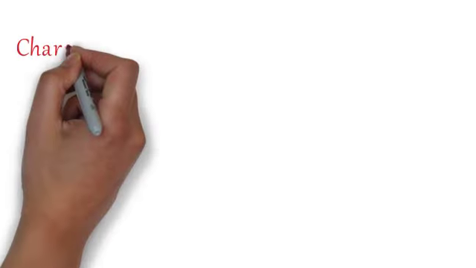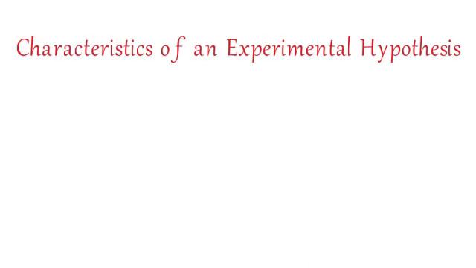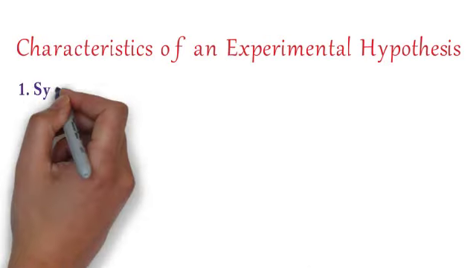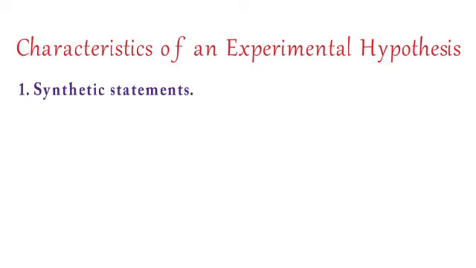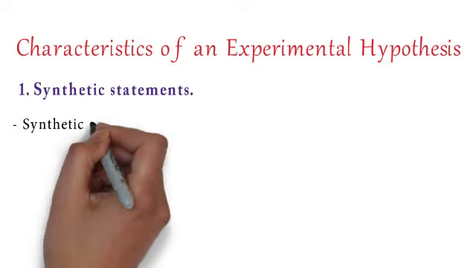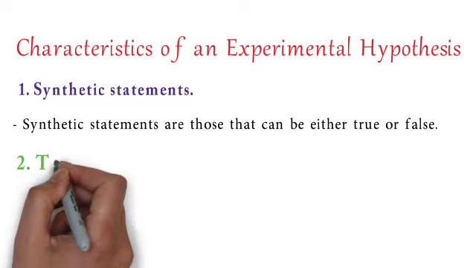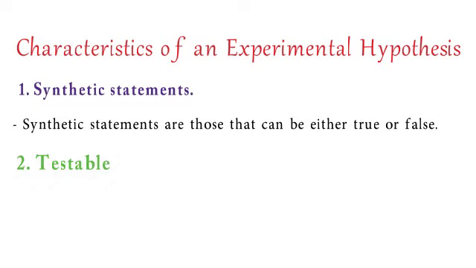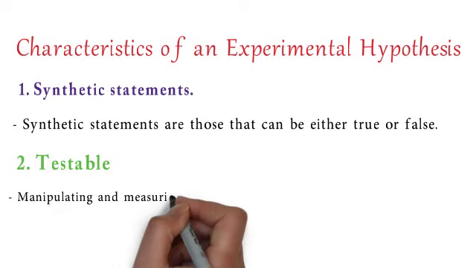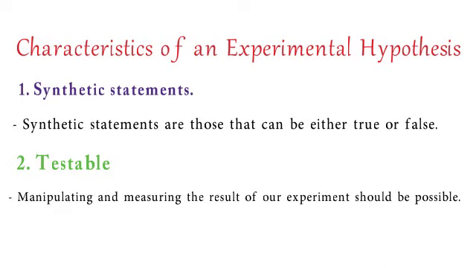Now let's talk about the characteristics of an experimental hypothesis. First, our hypothesis must have a synthetic statement. Synthetic statements are those that can be either true or false. Second, our experimental hypothesis must also be testable. Manipulating and measuring the result of our experiment should be possible.